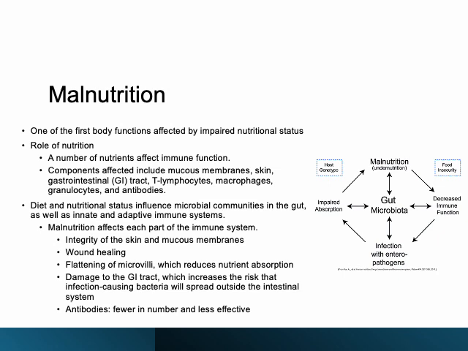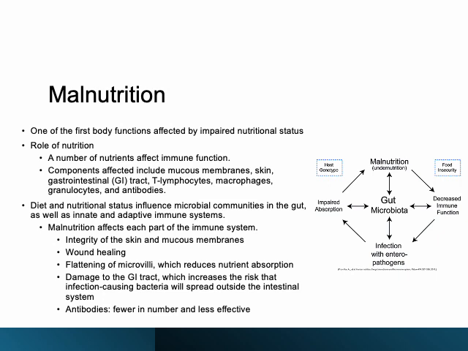Now think about how malnutrition specifically affects each part of the immune system. Our skin is affected, the integrity of the skin. Our mucous membranes can become compromised, and wound healing, we know, slows down when we have a patient that is malnourished. Within the GI tract, microvilli become flat and they reduce nutrient absorption during this time. And damage to our GI tract increases the risk that infection-causing bacteria will be able to spread outside the intestinal system. And this is called bacterial translocation.